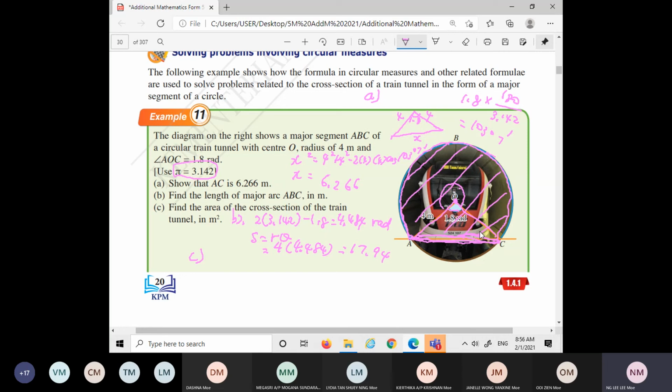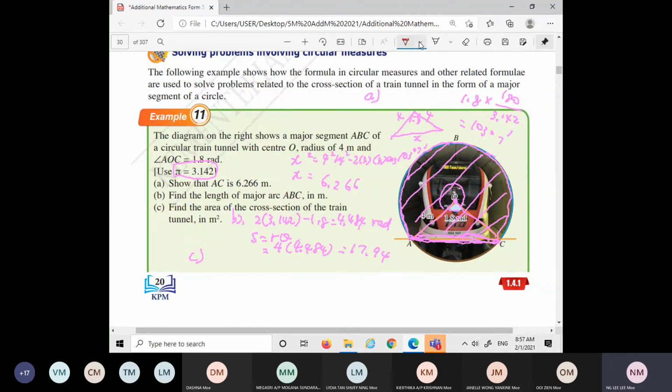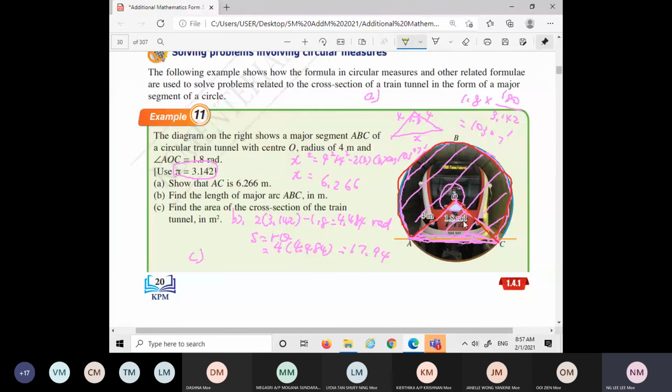I use another color, I don't use red, can you see or not? So the sector is here, this is the area of the sector, plus, I use green, the triangle. Then it will become the major segment.